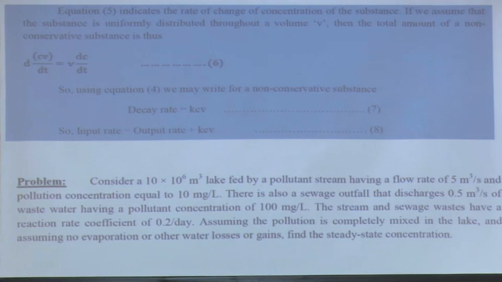So, again the complication will come, but I am only discussing the basic fundamentals of material balancing. It is only the very elementary thing, really elementary knowledge. Then the total amount of a non-conservative substance is thus, so we have to multiply with V also. So, d(CV)/dt is equal to V dC/dt. So, I can write that decay rate is equal to KCV, because the K is a constant. So, here I will get the decay rate is equal to KCV.